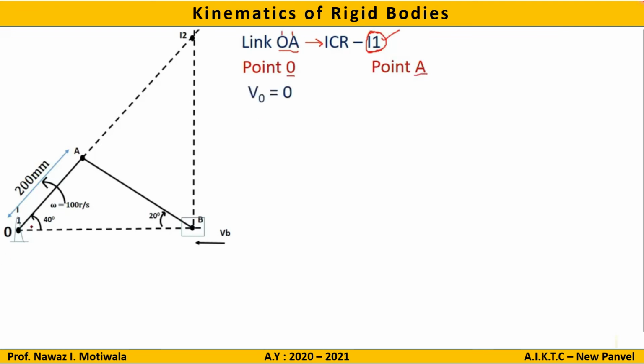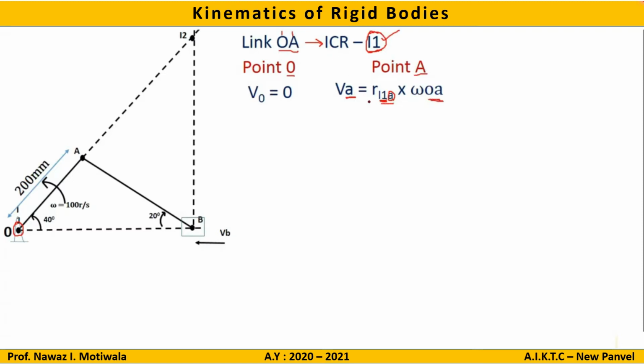Why 0? Because we already know that at this particular point, V is equal to 0. For point A, I will write VA is equal to r I1A multiplied by omega OA. See, you can observe that for point A, I wrote VA is equal to r I1A, whatever distance I take from I1. So I have written I1A into omega OA because the point is on link OA.